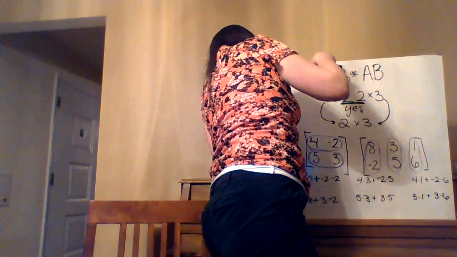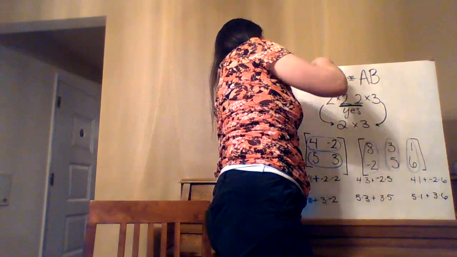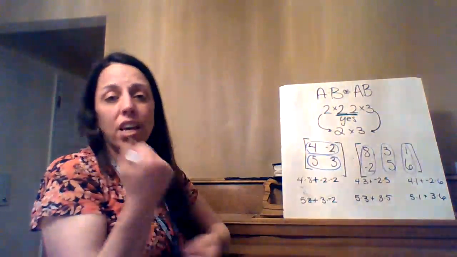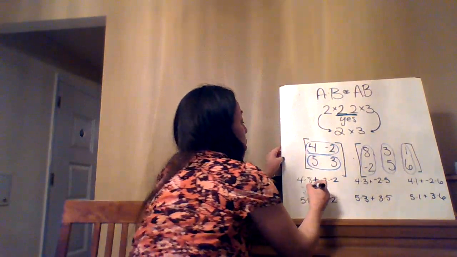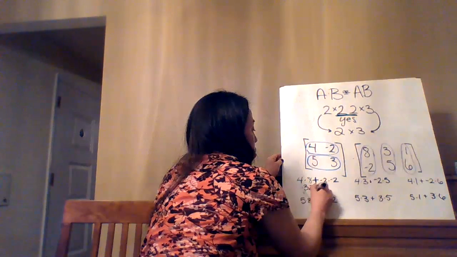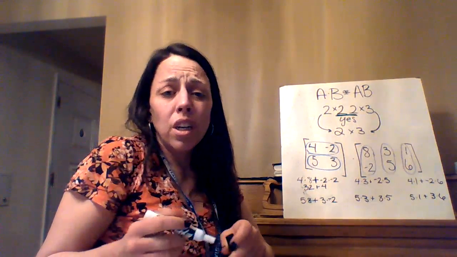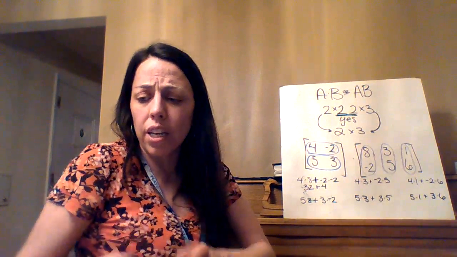Sorry that I moved that. Let me see if I can get this a little bit more propped up so it's easier to see. All right, so the first thing we have is 4 times 8, which is 32, right? 2 times 2, they're both negative, so 4. Do you know what 32 plus 4 is?